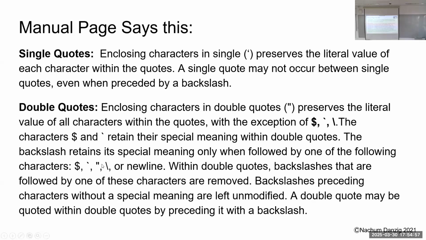So here's a more precise definition. Enclosing characters in single quotes preserves the literal value of each character within the quotes. A single quote may not occur between single quotes, even when preceded by a backslash. In other words, you can't print a single quote inside of single quotes. Why? Because it thinks that's the end of the string. And even if you put a backslash in front of it, it's still going to think it's the end of the string.